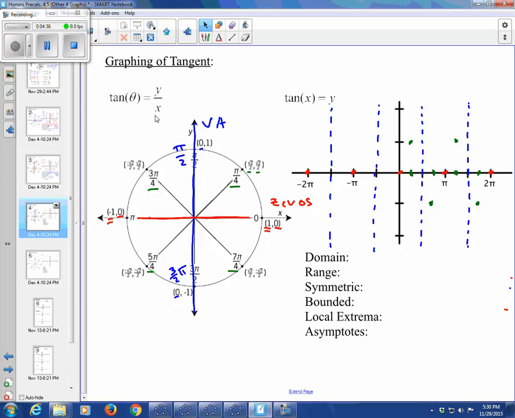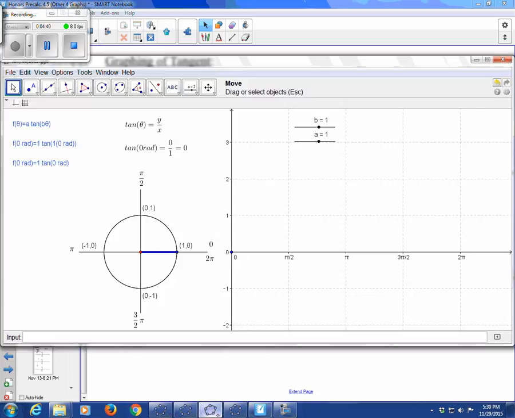What we want to do right now is take a quick look at a program that's going to show us the graph. So the same program we have for the other trig functions we also have for tan. And we want to remind ourselves that we're comparing the y to the x.